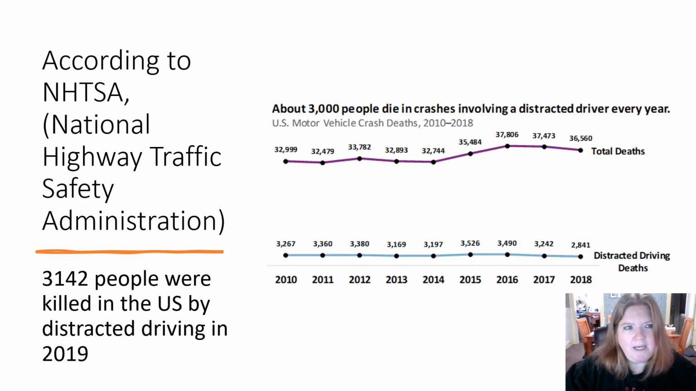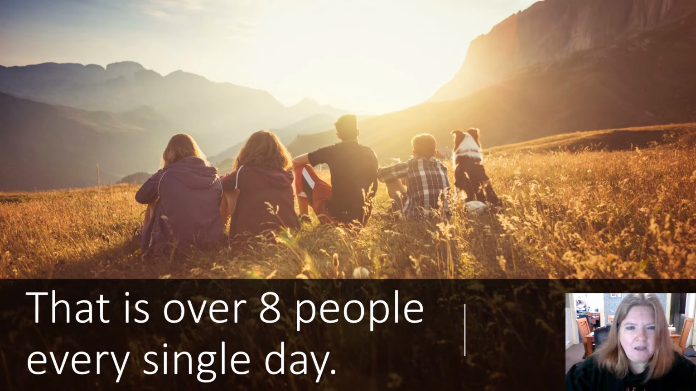So according to NHTSA, the National Highway Traffic Safety Administration, 3,142 people were killed in the U.S. by distracted driving in 2019. This was published in 2021, so it takes a little lag before we get the data. And you can see from 2010 to 2019, that number has been fairly consistent. It may go up a little bit, down a little bit, but it's been fairly consistent, okay? To put that into perspective, that's a little over 8 people every single day.